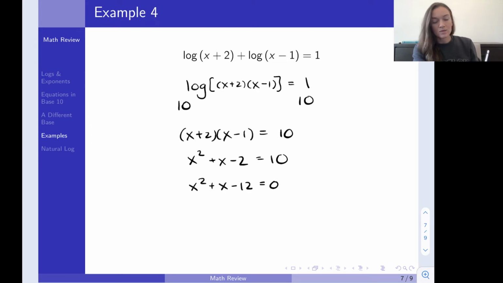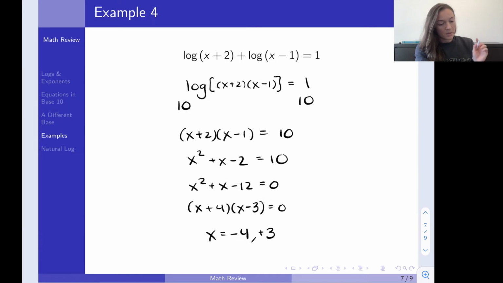And now this I can just factor into x plus 4 and x minus 3. And now this gives me solutions of x is equal to -4 and +3. So now here, we have to take a second and think about our answers. So I have x is equal to -4 and +3. Now, normally you always want to check your solutions whenever you get x. You always want to plug it back into your equation and make sure that it actually works.